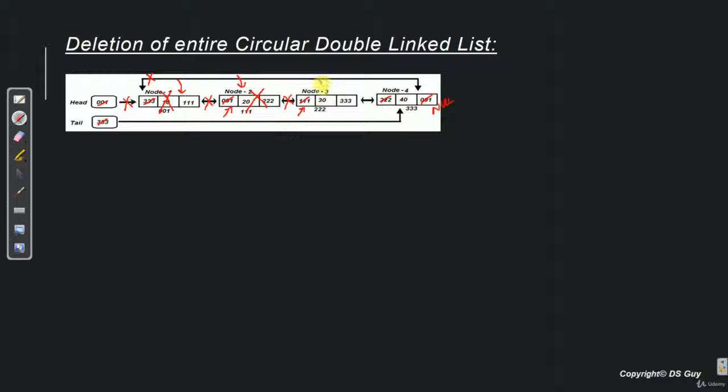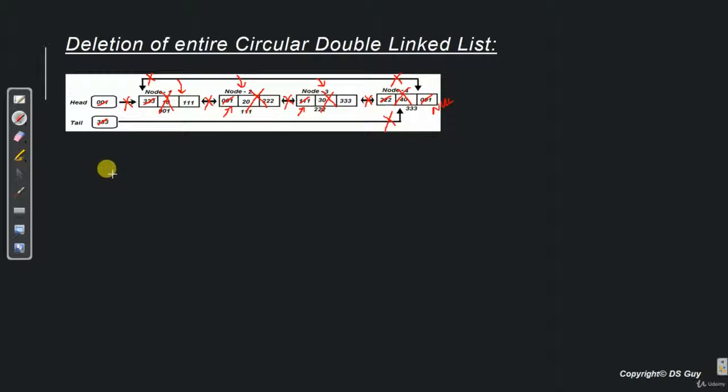Similarly, node 3 is not being pointed by node 4 because we deleted this connection. Node 2 is already deleted, so no question of this connection over here. So node 3 can be deleted. Similarly, node 4 can also be deleted because this connection over here with the tail reference is not there anymore and node 1 is not there anymore, so no question of referencing from node 1 to node 4. So I hope you have understood how to delete the entire circular double linked list.